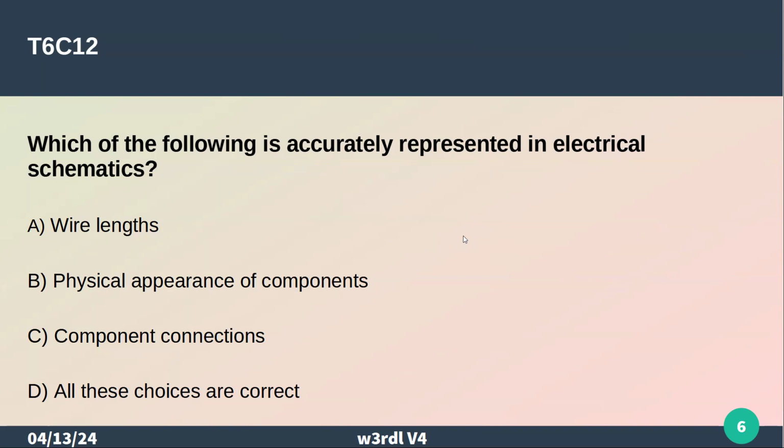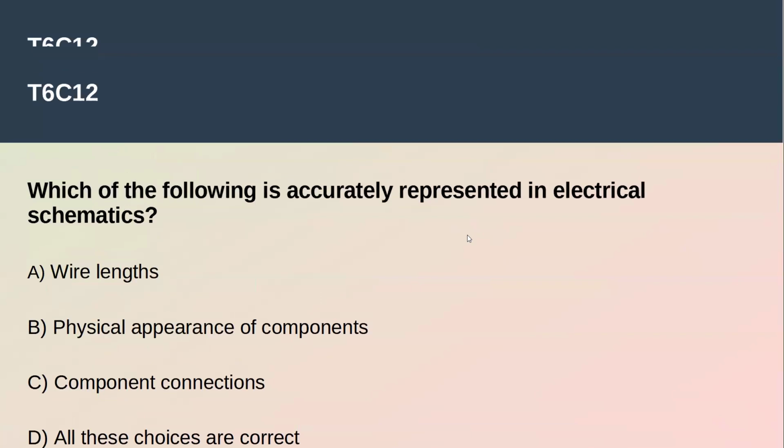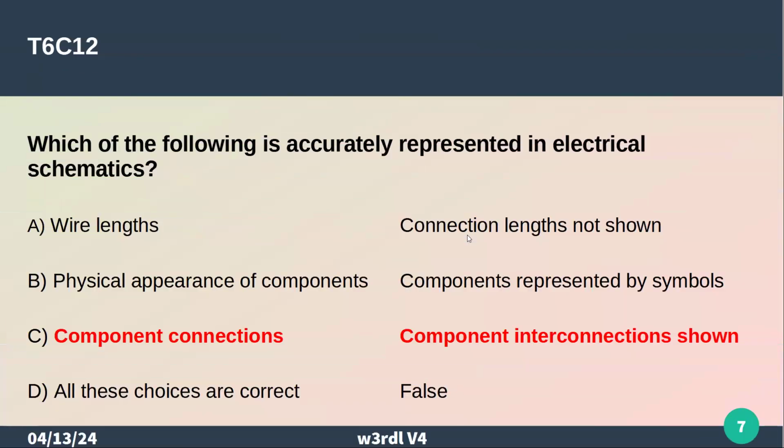So let's see what it is. The answer is Charlie. Internet connections, false. It doesn't show the length of the wires, just where they're connected. And it doesn't show the physical appearance of the component. It uses the schematic representation.